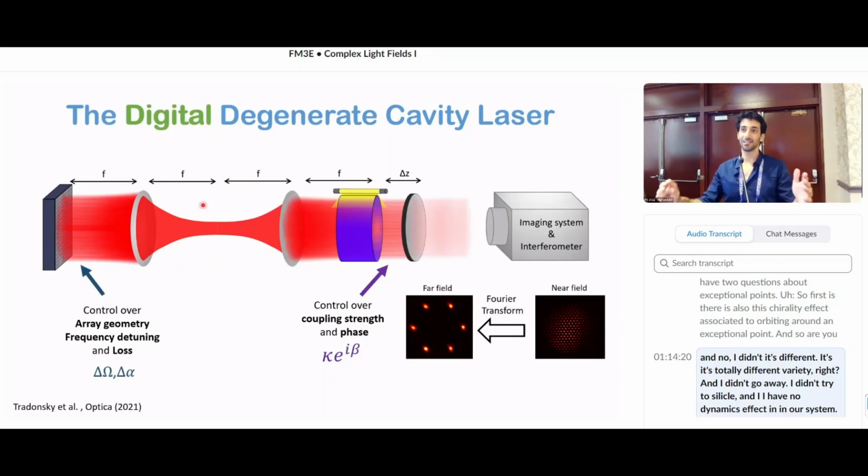Right. I didn't try to circle, and I have no dynamic effects in our system. Everything that you see is in steady state. So I cannot really encircle it dynamically.